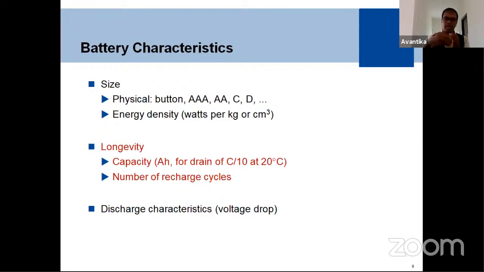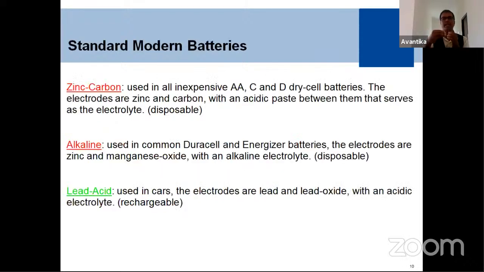Another characteristic is the capacity. The capacity of the battery should be high, and then only will the duration be long. The number of recharge cycles is also important. So these are all the important parameters we have to optimize. These are all the standard modern batteries.